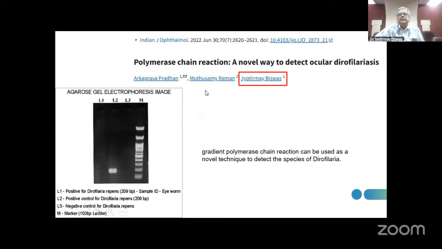And with polymerase chain reaction, we have done a recent study, direct ocular Dirofilaria, with the parasitology department of the veterinary college. We could find out the species of the Dirofilaria. It was Dirofilaria repens, which is the most common.